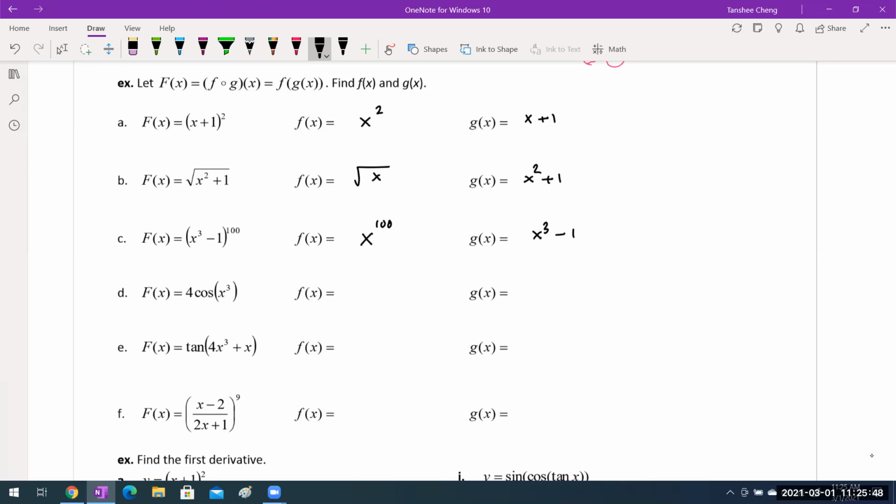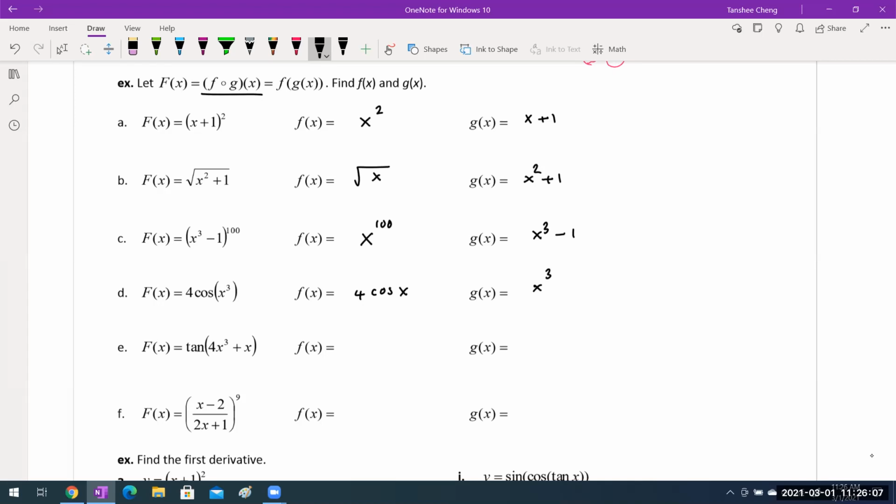For D, my outer function will be 4 cosine x, and then my inner function will be x to the third power. So that when we do the composition function, it will give you f. And compose it in an order of that, it's defined this way, right?